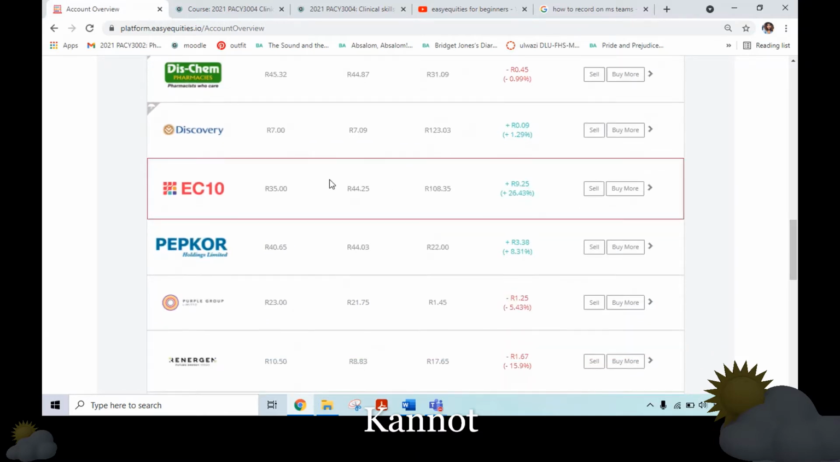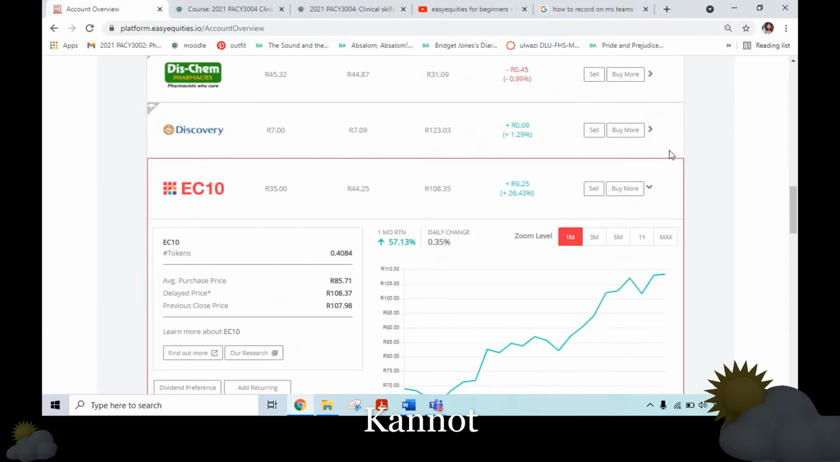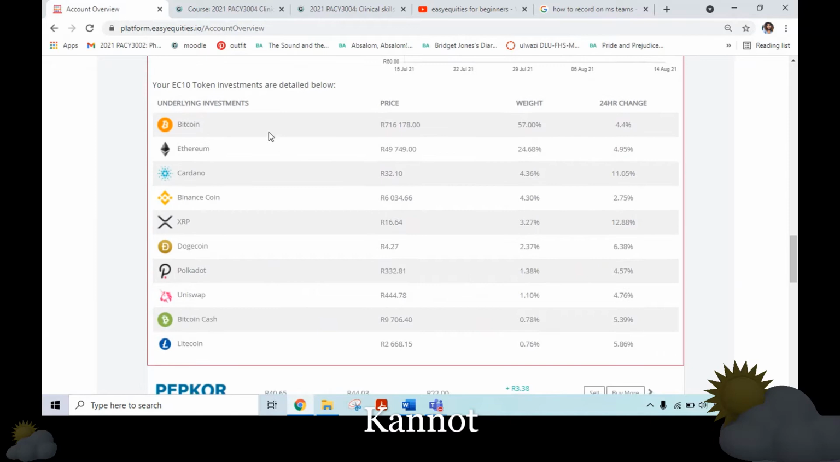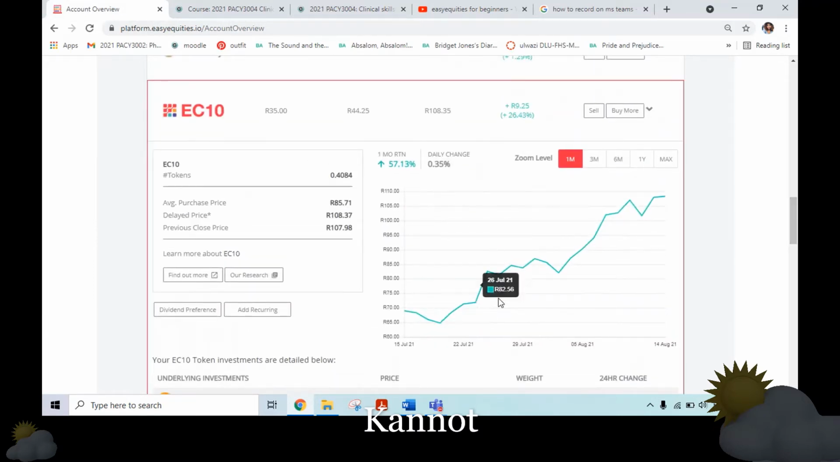Now, when it comes to EC10, we hear a lot about this. They basically invest in cryptocurrency on your behalf, in the world's cryptocurrencies. They've invested in Bitcoin, Ethereum. I don't know about any of these, but I do know Dogecoin, and they invest in that for you. And it's just been going uphill. Like literally, invest now while you still can because it's just going to continue to go up.